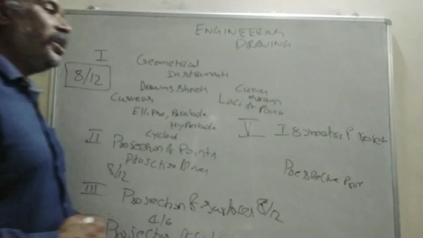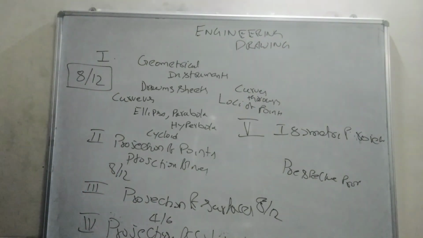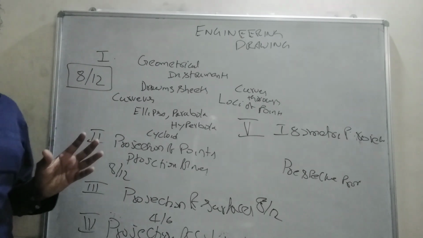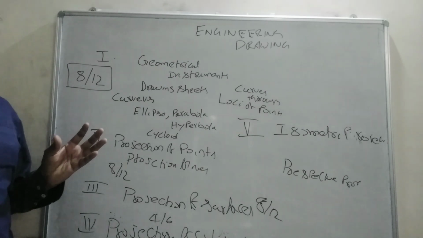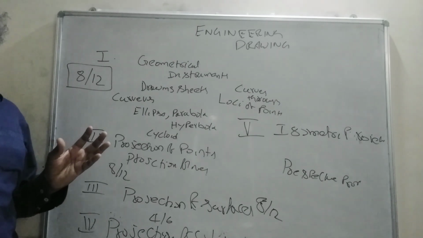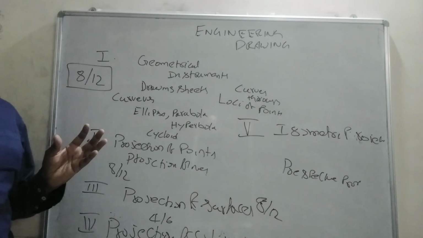In this perspective projection, in the earlier projections, you are seeing the object from a very distant point. That means the rays passing through the corners of the object will be parallel. But here, the viewer is nearby, the position of the viewer is also given. The position of the object above the horizontal plane and in front of the vertical plane will be given, and the position of the viewer will be given.